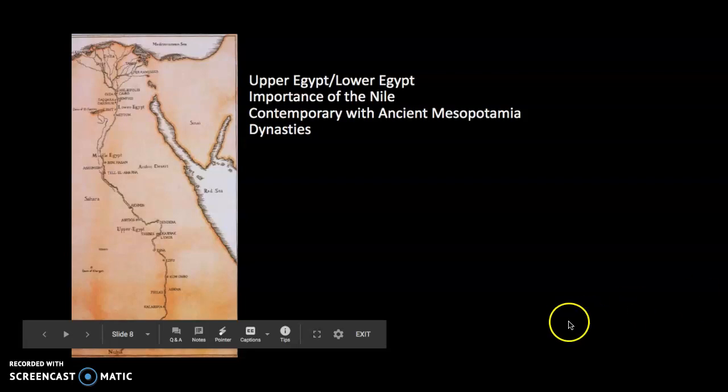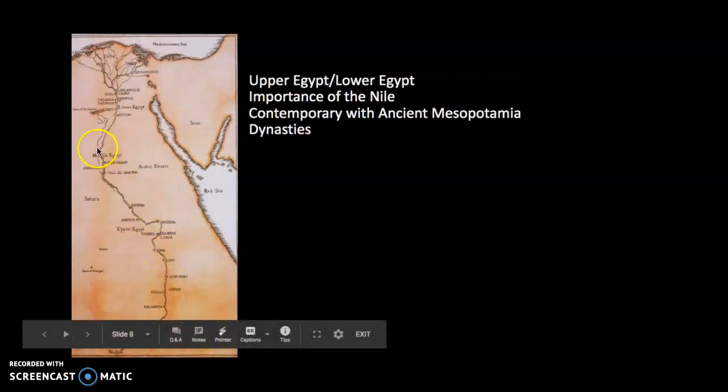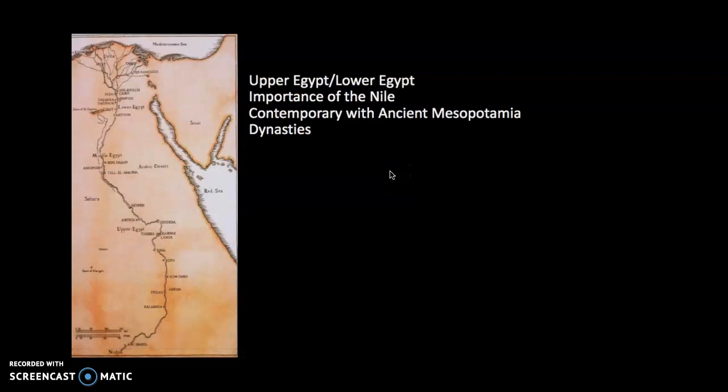All right. When we think about Egypt, geographically speaking, Egypt is completely dependent on the Nile. The Nile flows from south to north. So Upper Egypt is actually below Lower Egypt on the map. And these two regions become unified in the early dynastic period, which is around 3000 BCE.